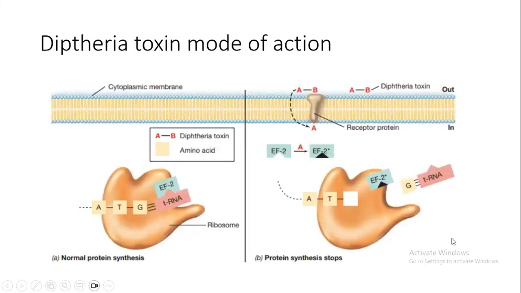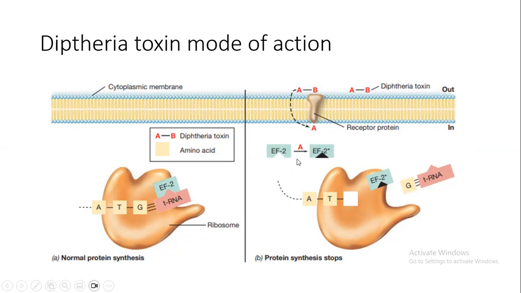So this image explains the mode of action of diphtheria toxin. It is an AB type of toxin. The B part will bind to the cell surface receptors and allow the entry of the A part. When entering, there will be a proteolytic cleavage, and only the A part will get separated from the B part and will enter inside the cell.